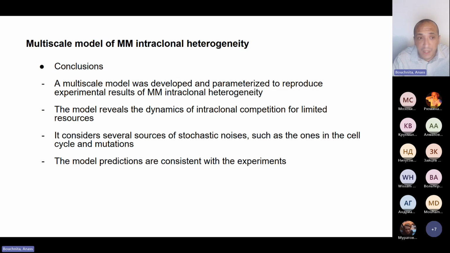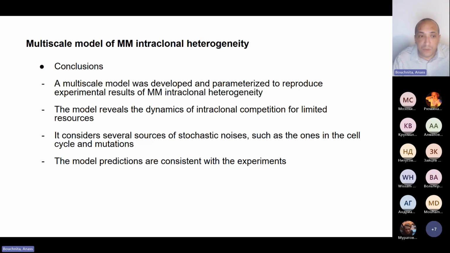In general, I think the main effect that was considered here is the competition for limited resources. And we can show that the most aggressive clones will compete for these limited resources and will be able to make up most of the composition of the tumor.